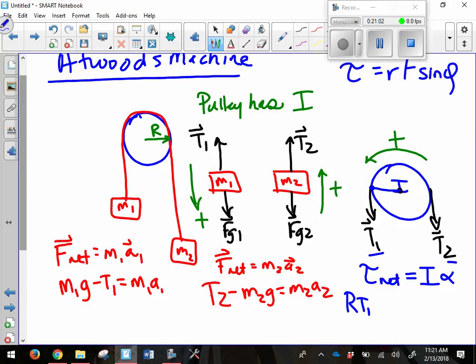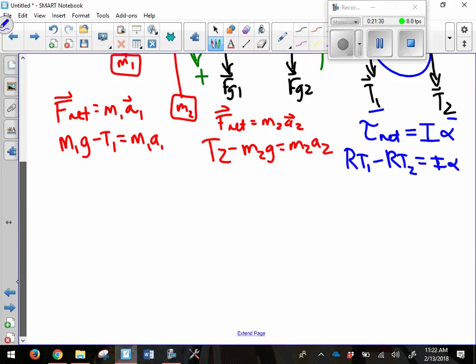All right, T2. Is T2 going to produce a positive torque or a negative torque? A negative torque. So it's going to be negative. What's the moment arm going to be? R. And again, what's the angle between the moment arm and the force? 90. And the sine of 90 is still 1. So that's going to give me I alpha. Okay, so I got a lot of stuff up here.